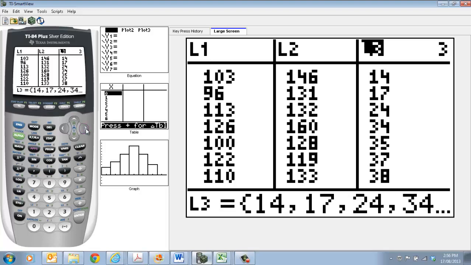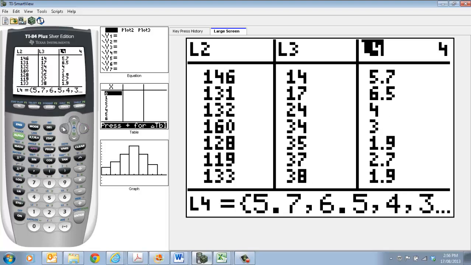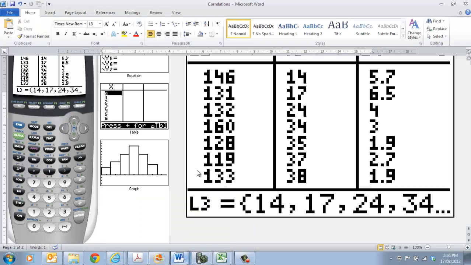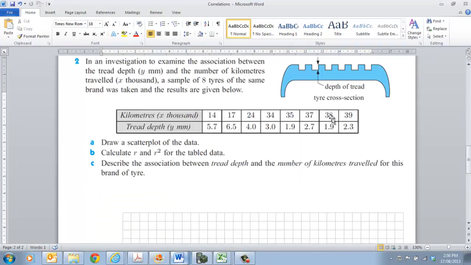But I've decided, because we've got more lists than 1 and 2, we'll put it into list 3 and 4. So from that table, I'm going to put these values here into list number 1, and these values into list number 2. One of the key things to keep in mind is what the dependent variable is here. We're looking at the tread depth versus the kilometres travelled. So what we're measuring is the tread depth.